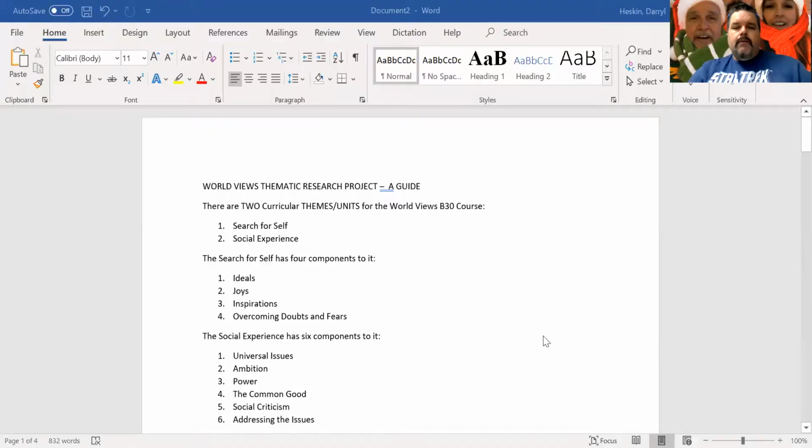When you look at the assignment, which is located on the LibGuide version 16 course outline booklet, not the hard copy one that I gave you in class, the actual one is on the LibGuide, or it's also on Google Classroom. So this is the guide for you. You have the Worldview's Thematic Research Project guide.